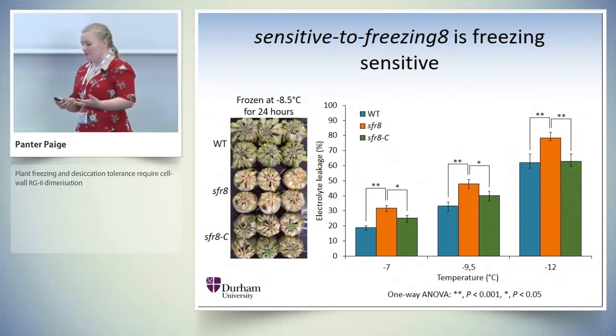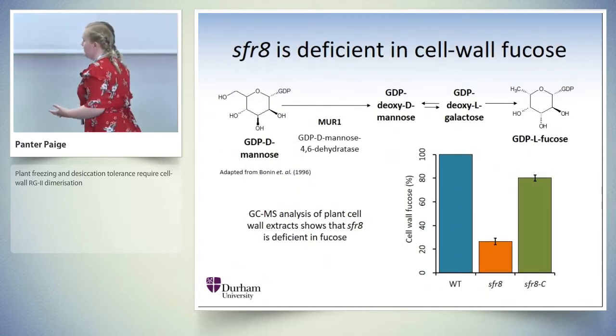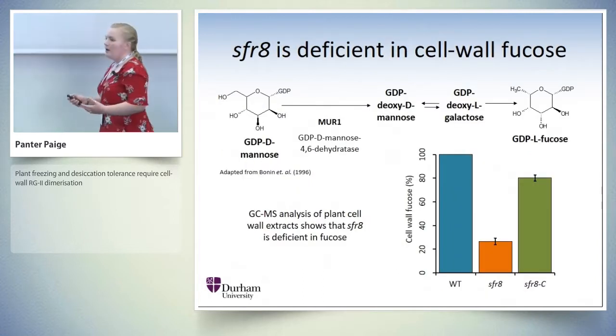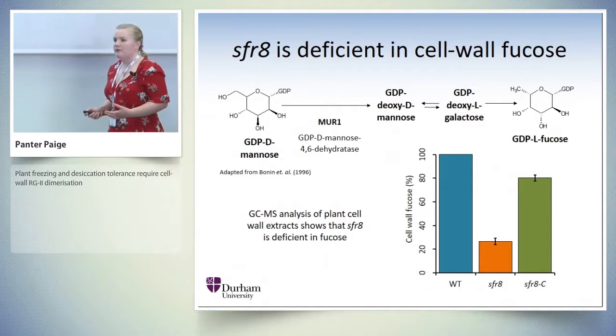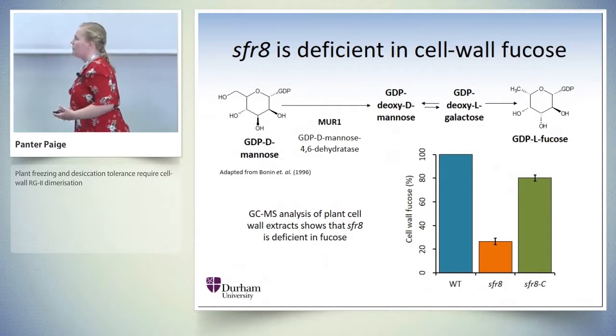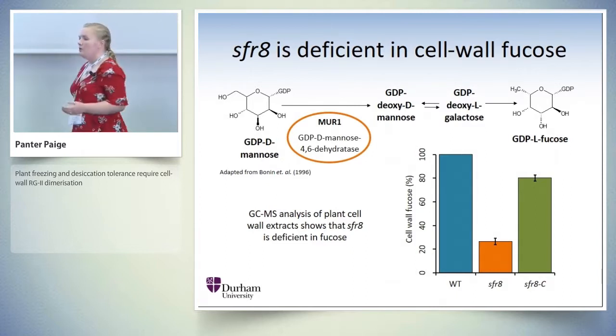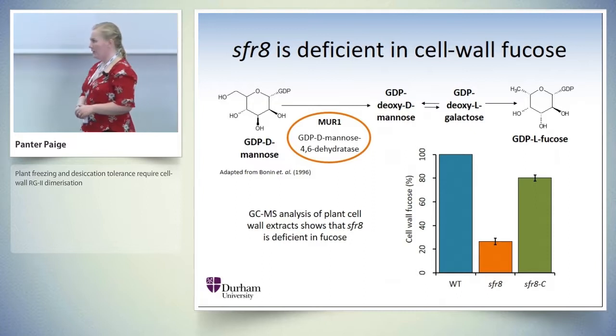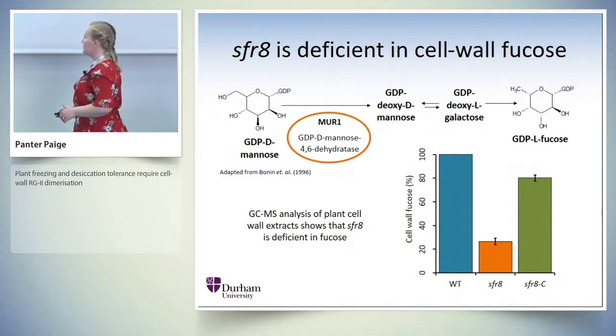So what is that original gene? What is the SFR8 mutation? In our lab, the mutation in SFR8 was mapped to the MER1 gene. And MER1 is an enzyme that's active in the fucose biosynthetic pathway, converting GDP-D-mannose to GDP-L-fucose.